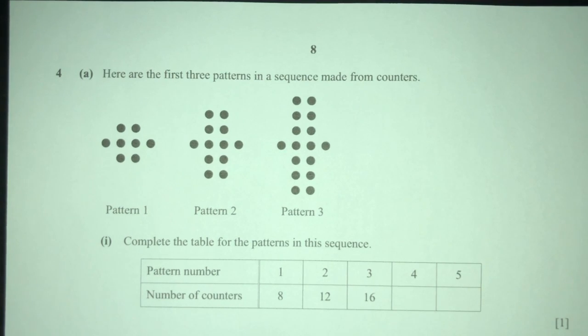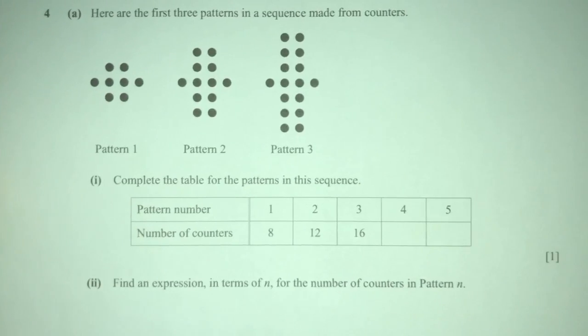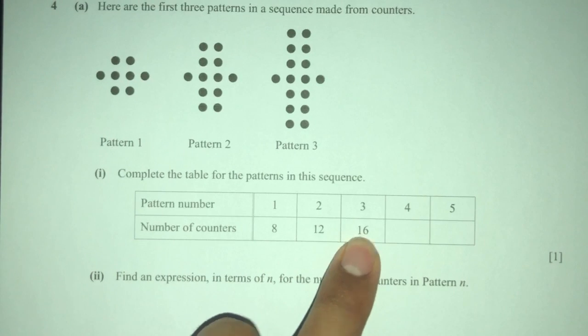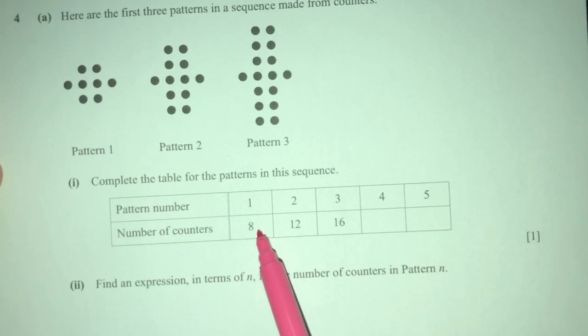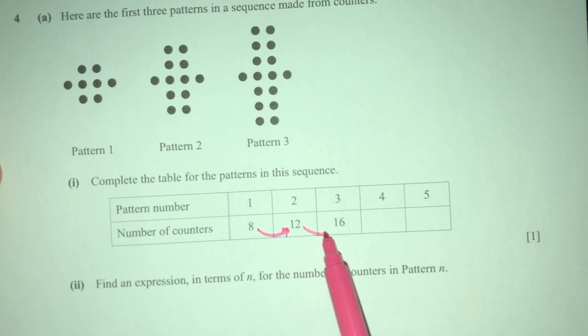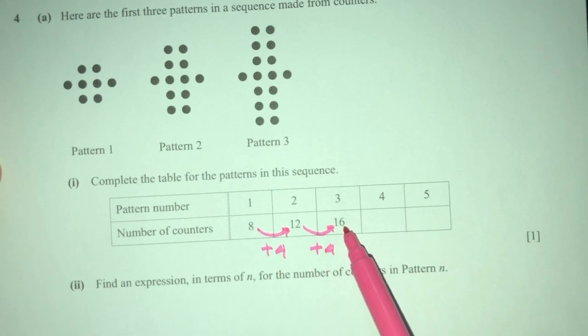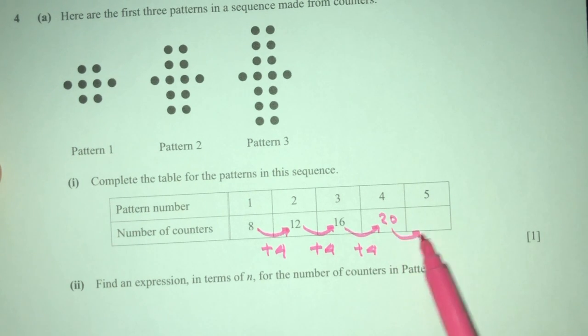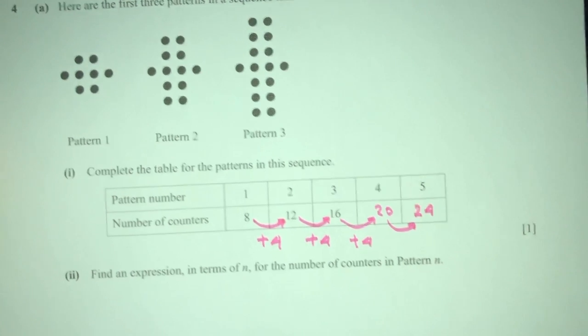Now sequence, obviously they must have some kind of relation with each other, as we can see right here. So pattern number 1, we have 8, 12, 16. So we can clearly see every time we're increasing by the same amount, right? So plus 4, which means if you move from here it will also be plus 4. That should be 20 plus 4 as well. That should be 24. So this is part 1.